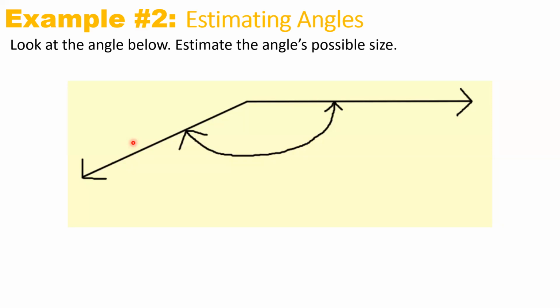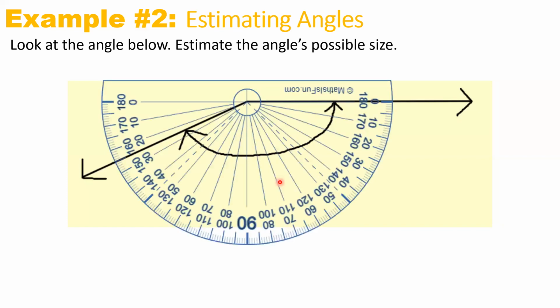Okay, so let's put a protractor on this. Remember what I said: if it's to the right, you go inside; if it's to the left, you count on the outside. This one is upside down, so it's going to be backwards. We have to start here at zero. This is the base, and this is the vertex, so we're starting on the outside.